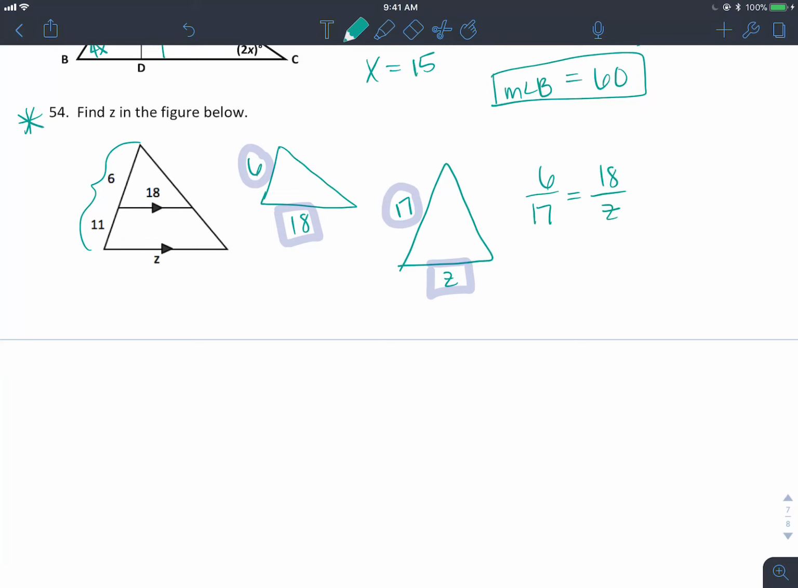We're going to cross multiply. 6 times z equals 17 times 18, which is 306. Divide both sides by 6, and z gives you 51. Make sure you add these 2 sides together to get a side length of 17, and you don't use 6 over 11, because that will give you a wrong number.